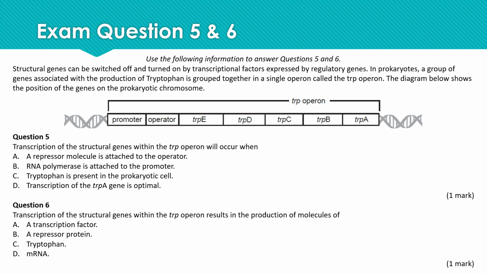Question 5. Transcription of the structural genes within the trp operon will occur when A, repressor molecule is attached to the operator, B, RNA polymerase is attached to the promoter, C, tryptophan is present in the prokaryotic cell, or D, transcription of the trpA gene is optimal. Question 6 says, transcription of the structural genes within the trp operon results in the production of molecules of A, the transcription factor, B, a repressor protein, C, tryptophan, D, mRNA.